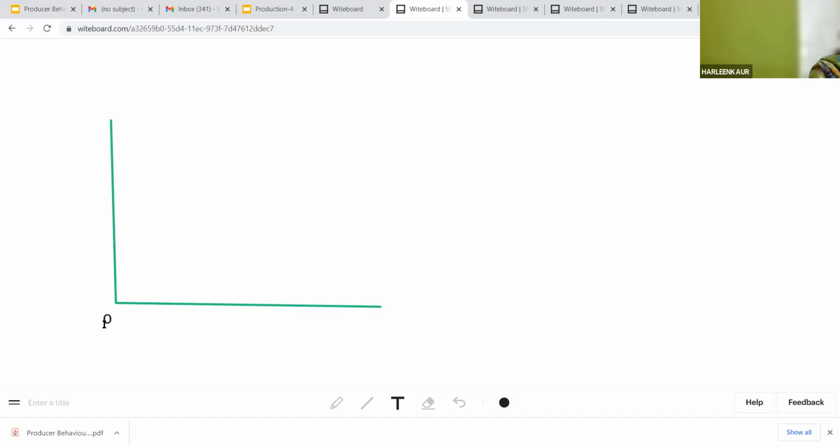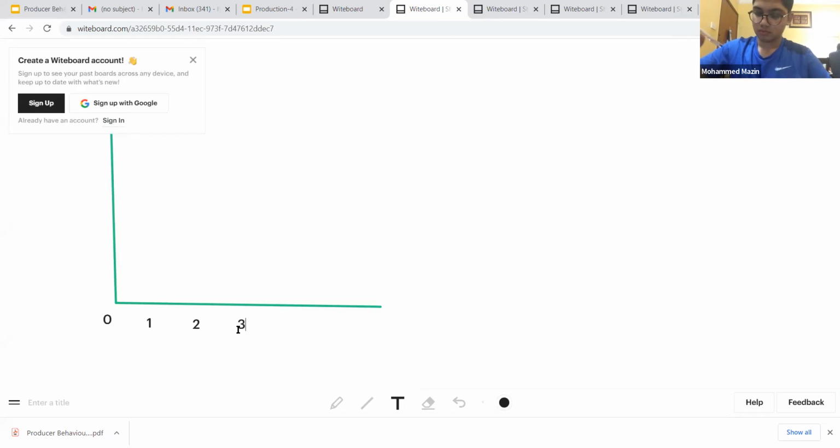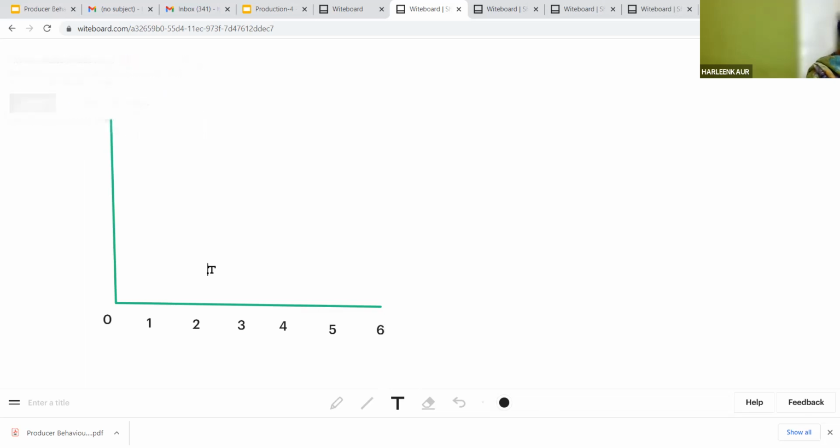Here we have given 0, then one. On the x-axis we have units of variable factor: three, four, five, and six. This is our unit of variable factors.